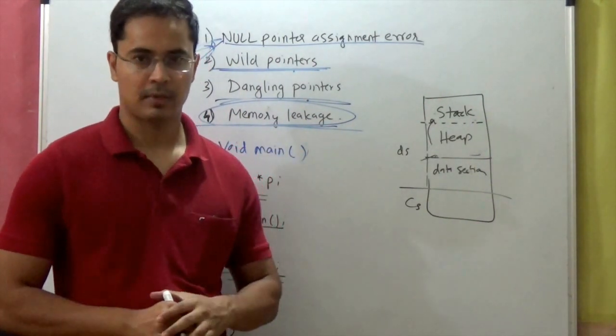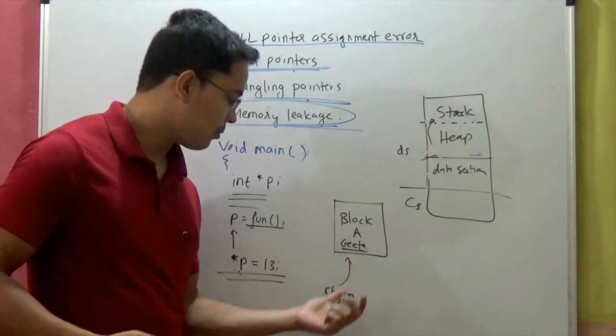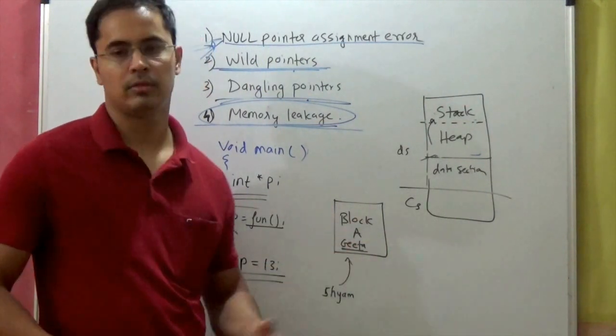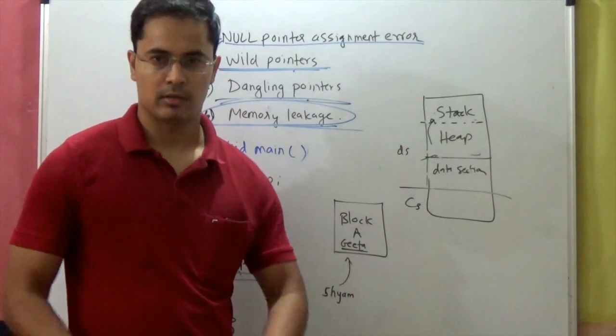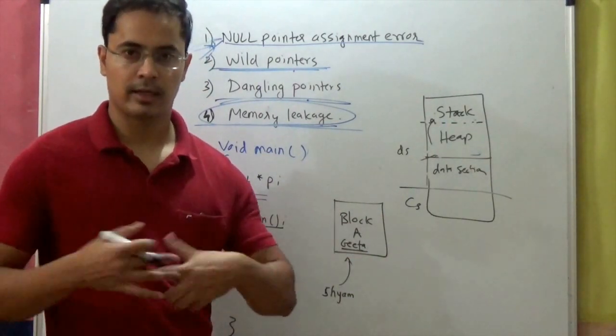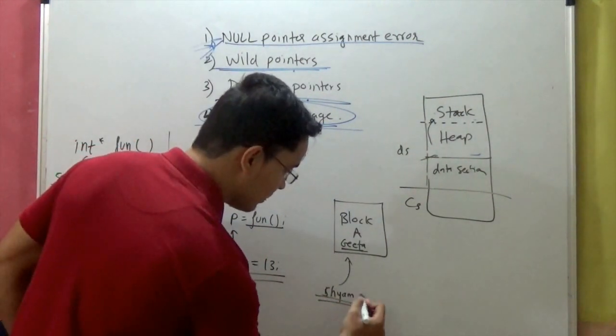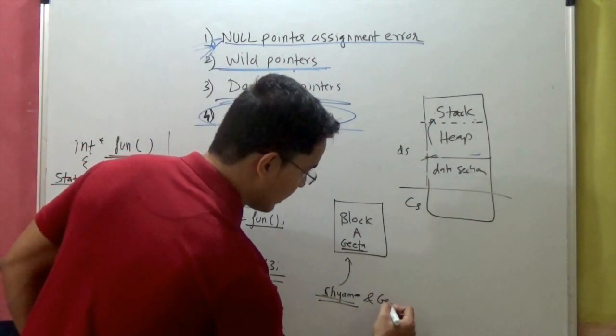There was this girl, Geeta. She used to live in block A, right? Geeta had a boyfriend, Sham. Sham used to really adore and love Geeta, and used to go to her place outside her gate, basically just to get a glimpse of Geeta. So Sham had the address of Geeta, right?